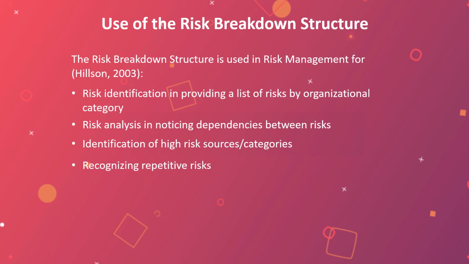Identification of high-risk sources or categories. So you may see that the category of technical has more risk. So that lets you know you need to be careful or more alert on setting thresholds and risk responses because it has a higher probability of occurring. And then recognizing repetitive risks. So if you see a certain risk going across all different categories, again, you're noticing a repetition and you're noticing a high alert for your risk responses and thresholds.